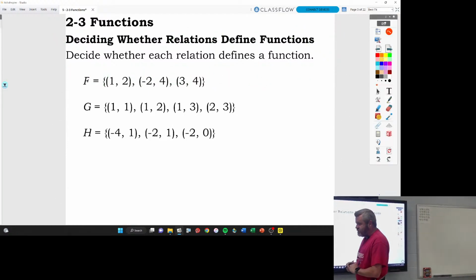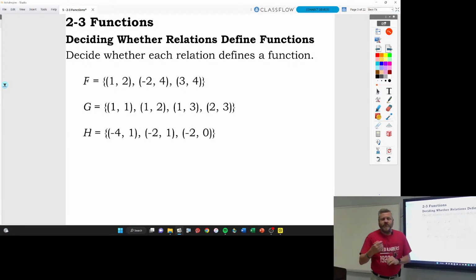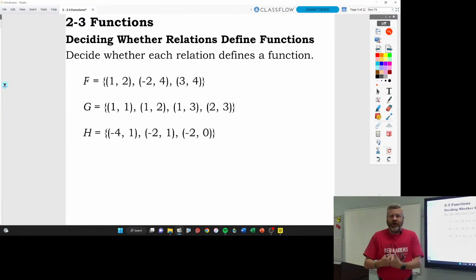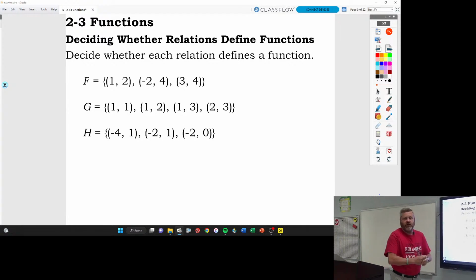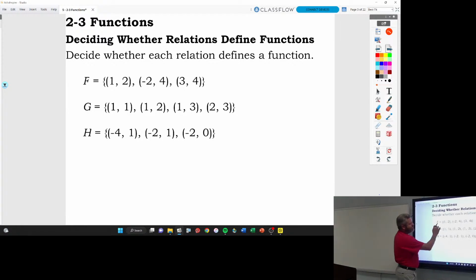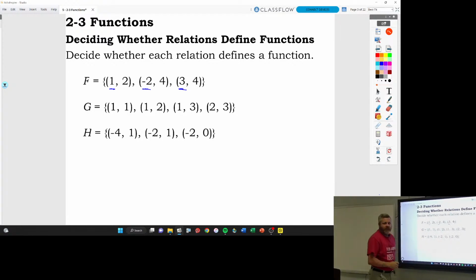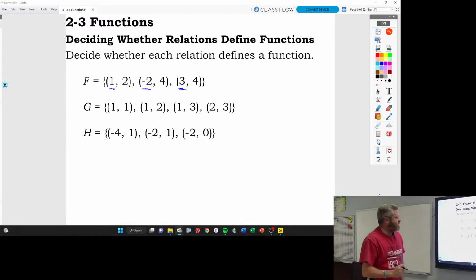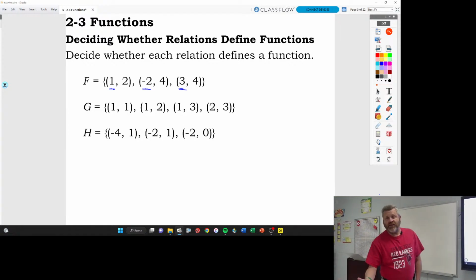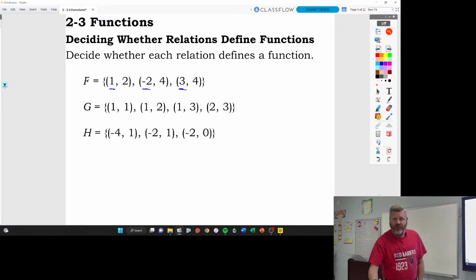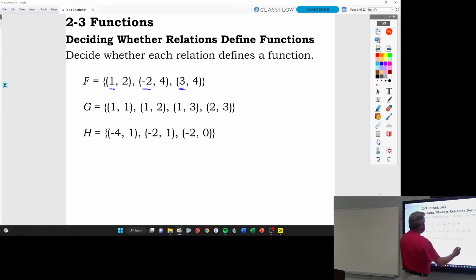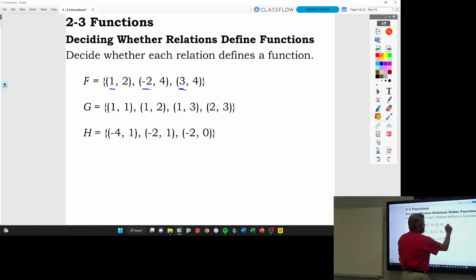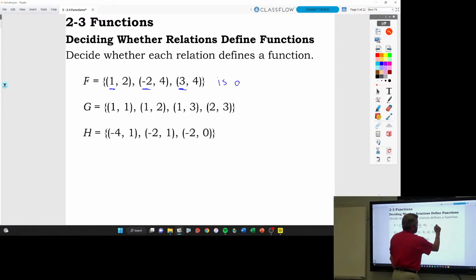So, the definition of function says for each member of the first part of an ordered pair, there's only one y value that goes with it. So, in the case of f, notice I have x values of 1, -2, and 3. It doesn't repeat. And since the x value does not repeat, there's no way that it has a different y value that goes with it. So there's no repeating of the x values here. So this is a function.